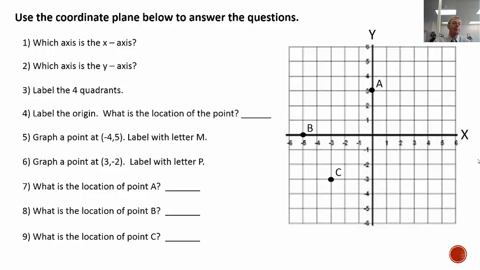Four quadrants. Now this might be a little tricky. How are you going to label our four quadrants? I'll give you a hint. You are using the numbers 1, 2, 3, and 4. So which order are they going to go in? Give it a shot. I'll give you a couple seconds here.